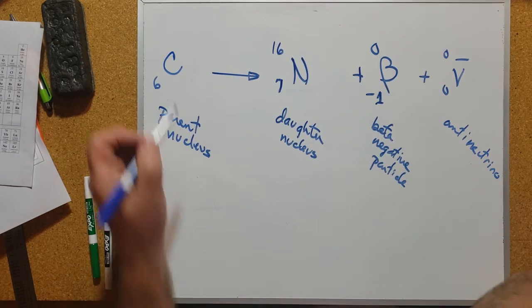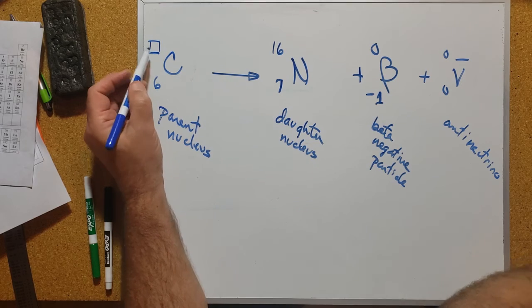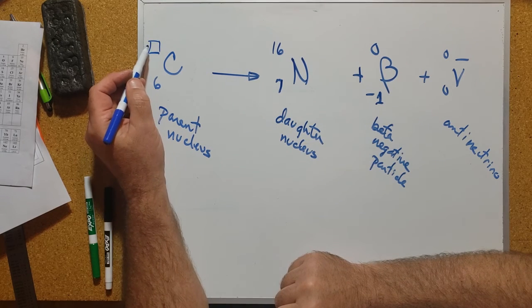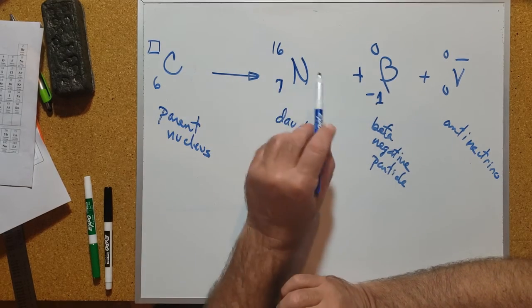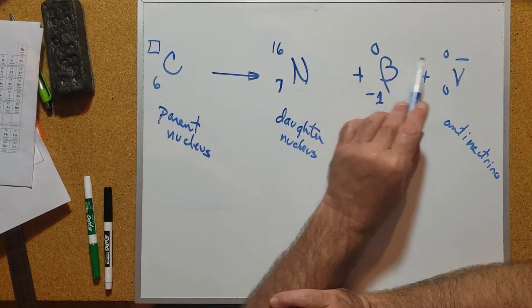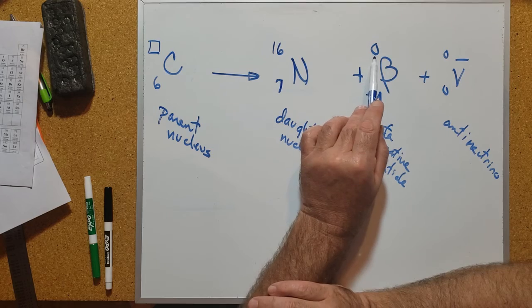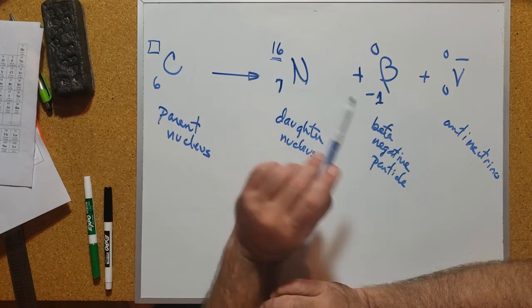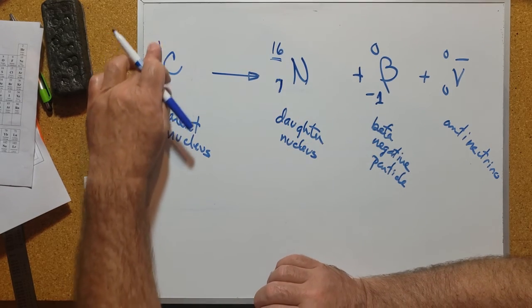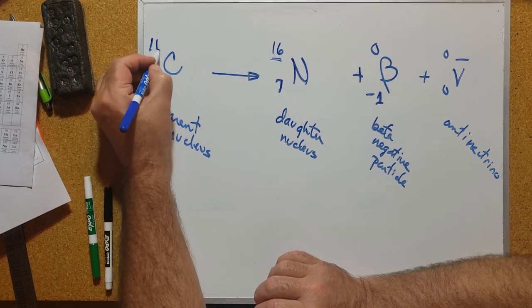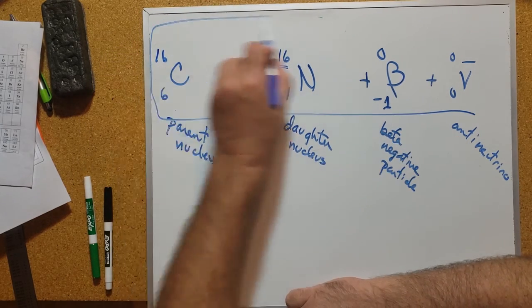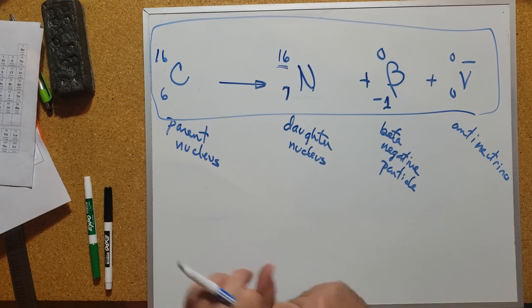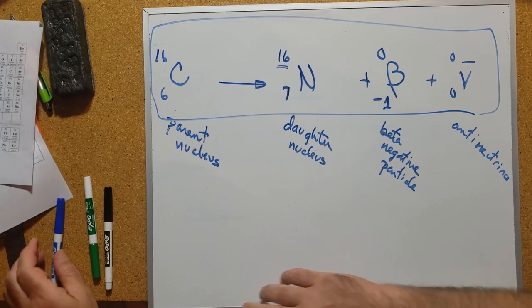Same thing with the top number here. This mass number here has to be exactly equal to the sum of the mass numbers on the other side. Well, the antineutrino and the beta particle contain no mass. The only mass is right here from the nitrogen. It's 16, so that must be the mass of the parent nucleus. So there we go. You have another properly formed beta negative decay.